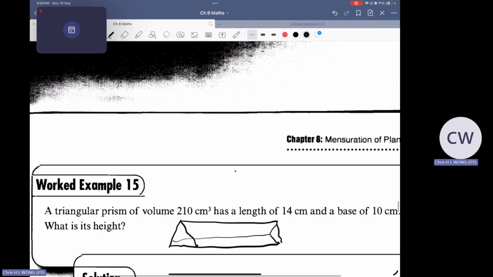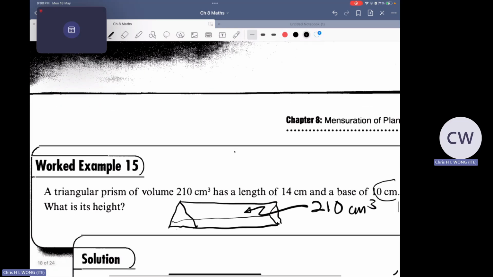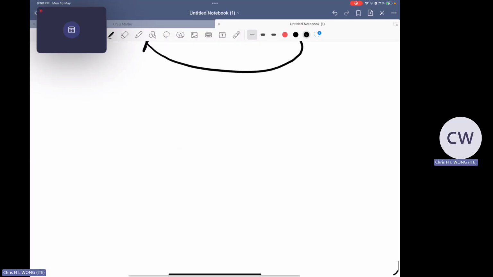What is the volume? The volume already given to you, total volume 210 cm cube. Base of the triangle is 10. They give you 10. You're supposed to find the height of the triangle. That means find this one. All you need to do is to put in the volume of the triangular prism. So I put it down here, easier to see for you, okay? You can write it on your paper there.